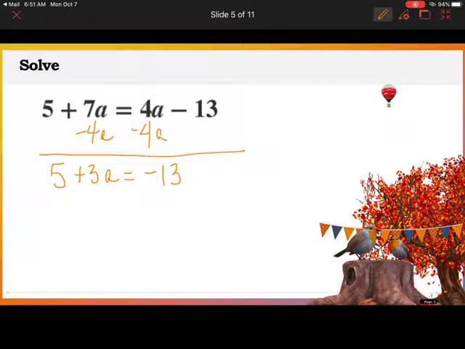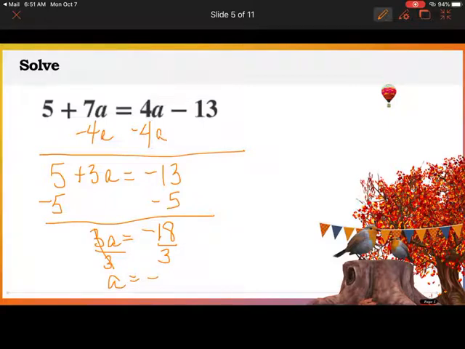Now I'm going to take the 5, the constant, over to the other side by doing opposite operation. And I have 3a equals negative 18. Then I do the opposite, which is divide by 3. And I'm left with a equals negative 6.